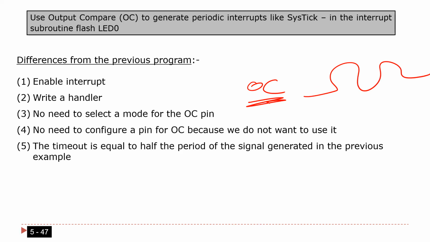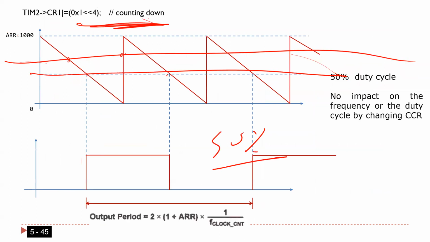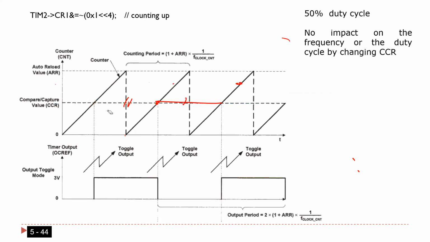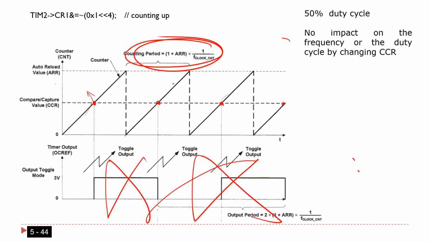Why can this generate periodic interrupts? For sure it can. That's exactly what I explained. Every time the counter is equal to CCR, an interrupt is triggered. So there is one interrupt here, one here, one here, one here. These are periodic interrupts. I get one interrupt every this time. You got what I'm saying? Now I don't care about the signal. I just want to get periodic interrupts.